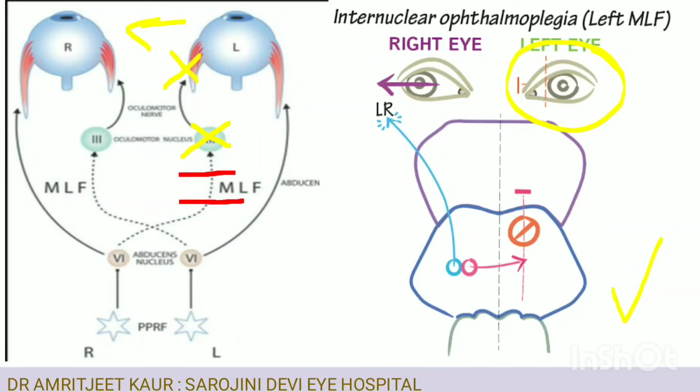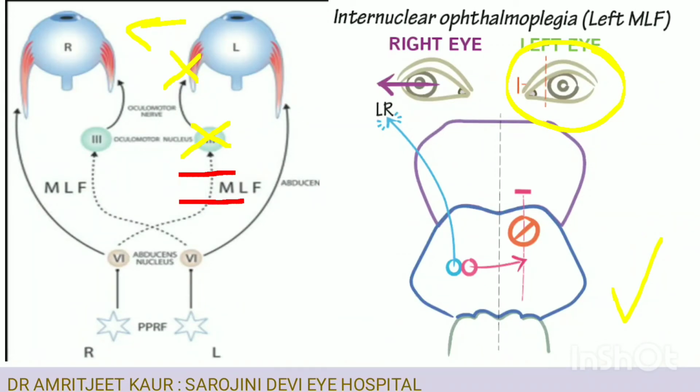The defective adduction is seen on the same side of the MLF injury. That means if the left-sided MLF damage is there, it is left-sided INO, and the left eye cannot move towards inside. That means there is an adduction defect on the left side.